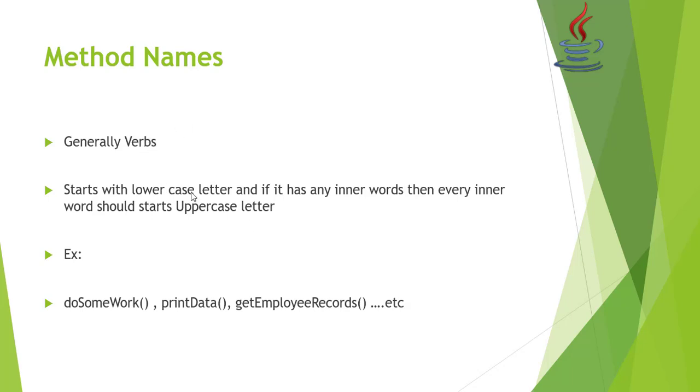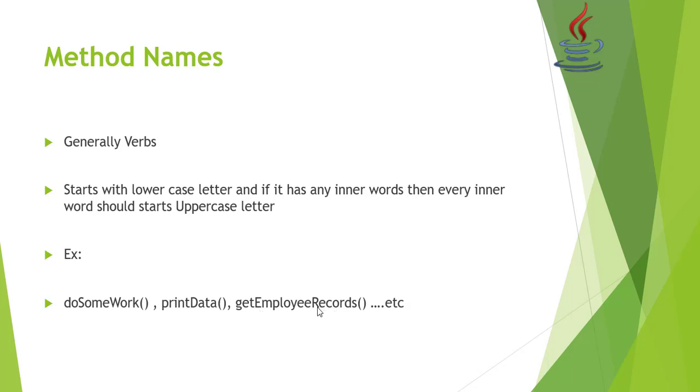It should start with a lowercase letter. If it has more than one word, then each word should start with a capital letter. Fine. Now let's assume we do some work here, printing data, get employee records. Here G is small, the first letter should be a small letter. If it has any inner words, here two inner words, one is employee, the other one is R, so E should be a capital and R should be a capital.